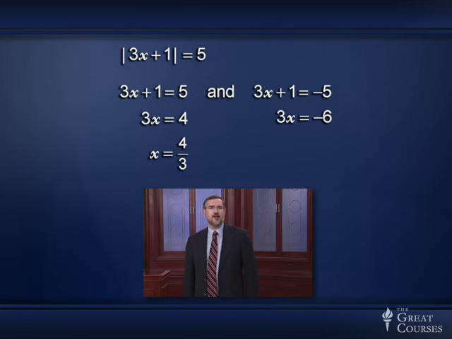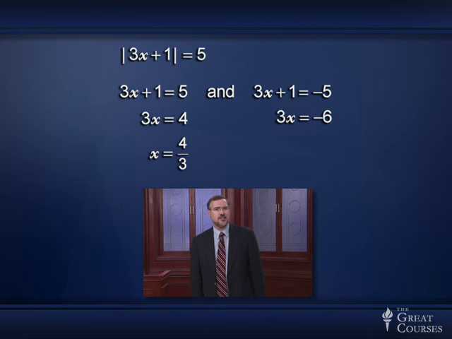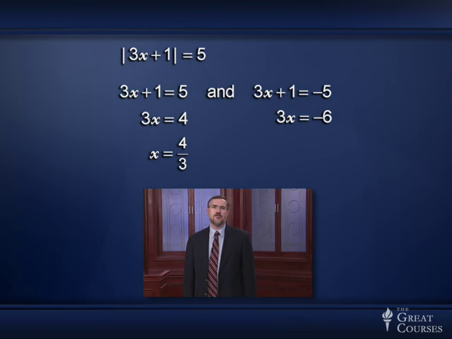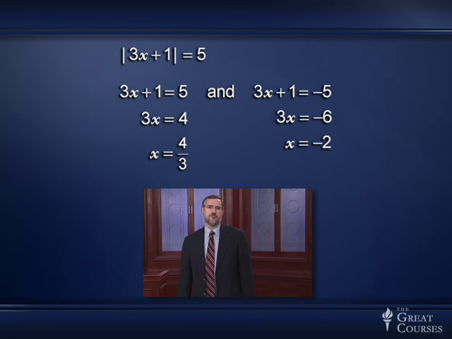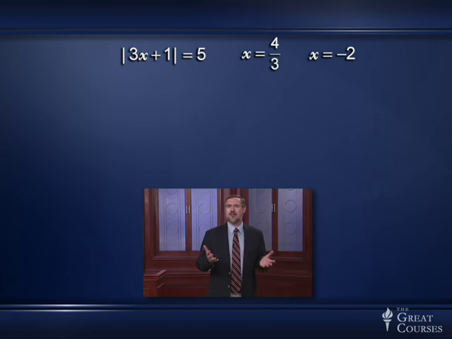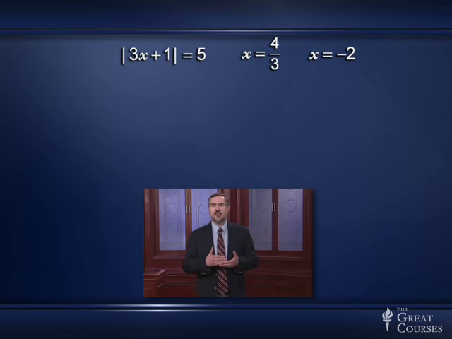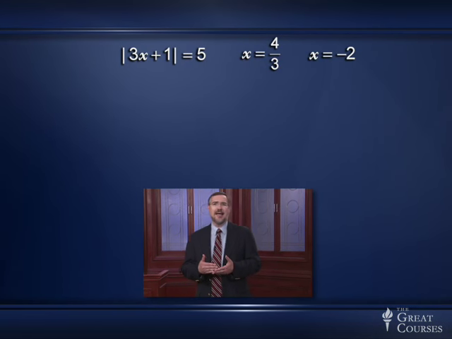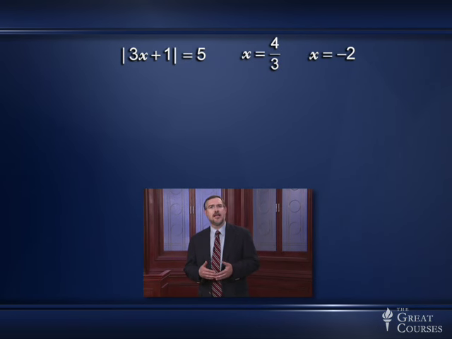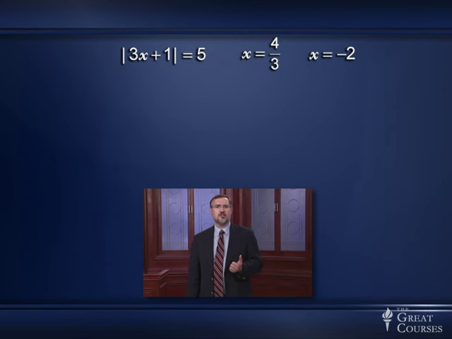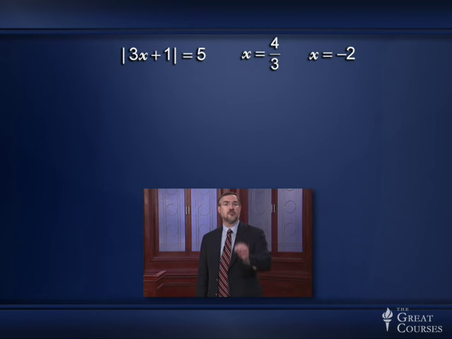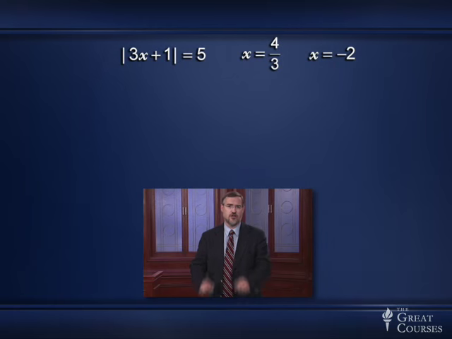Subtracting 1 from both sides gives me 3x equals negative 6. Dividing by 3 gives me x equals negative 2. So I have two possible solutions: x equals 4/3 and x equals negative 2. Let's check that each of these is a solution by plugging them back into the starting equation.